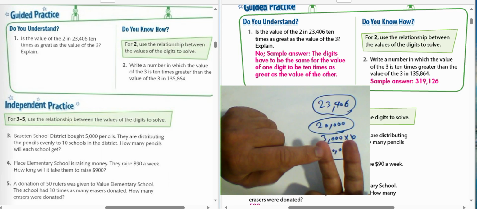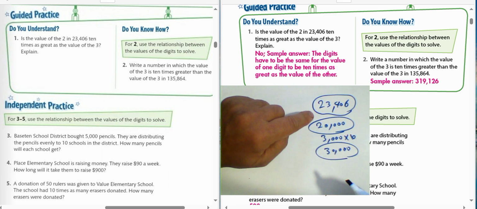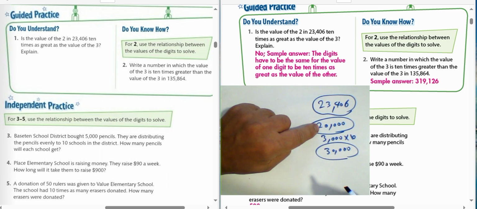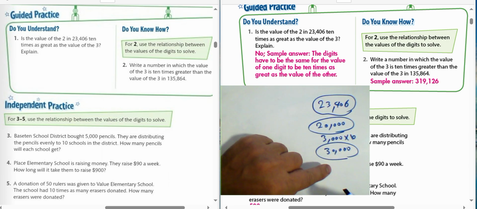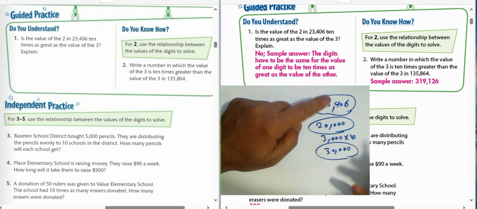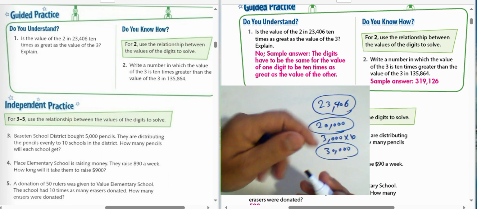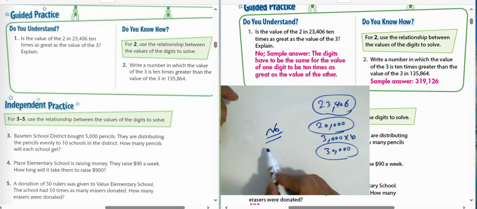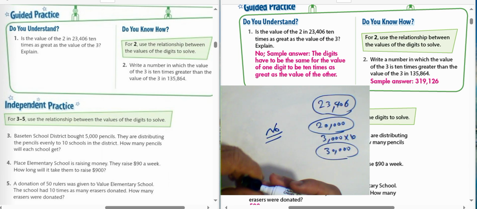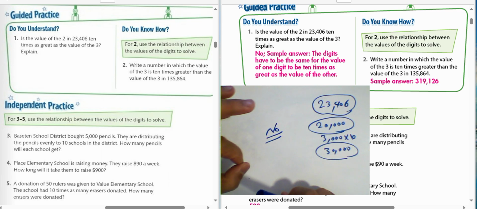We must have the same digits. If we have 2 and 2 here, then the value of digit 2 will be 20,000, if we change 3 to 2, okay? But in this example, we have different digits. Then, for the solution here, you must write this word, and why? Because the digits have to be the same for the value of one digit to be 10 times as great as the value of the other. Okay?